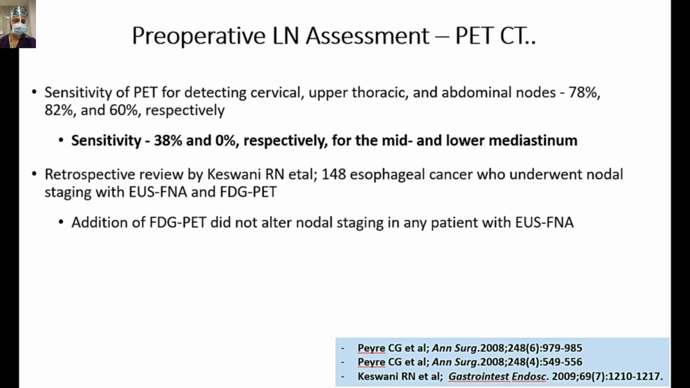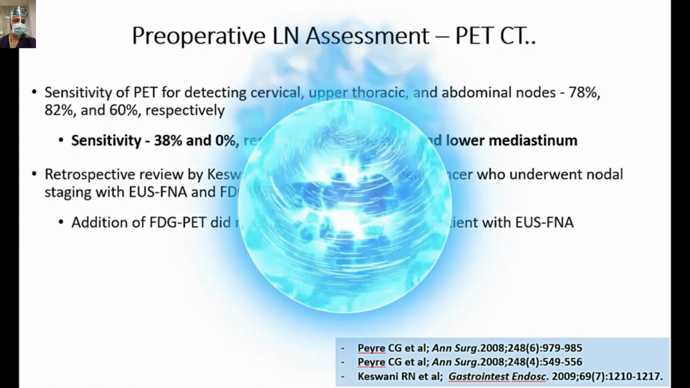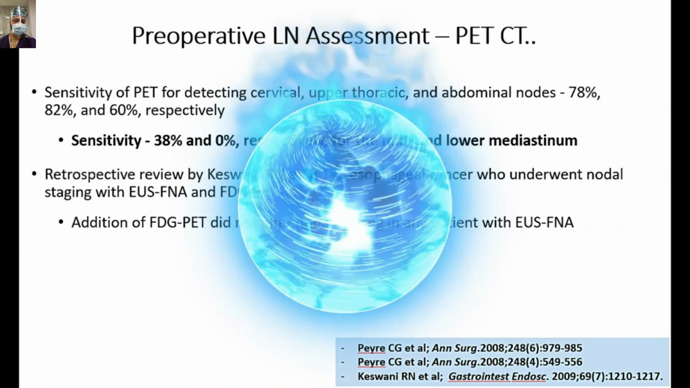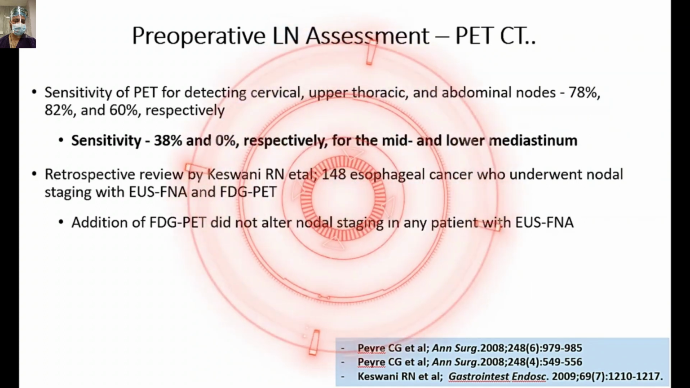Retrospective review by Kesmani et al.: 148 esophageal cancer patients who underwent total nodal staging by EUS FNA and FDG PET. The addition of FDG PET did not alter the nodal staging in any patient with EUS FNA. So the gold standard for nodal staging is EUS FNA, then EUS, followed by PET and CT.